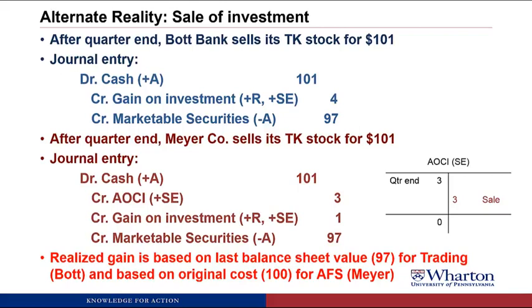What's different here is for trading securities, for Bought, the gain is based on the last balance sheet value. The last balance sheet value is 97, so we get a gain of 4 in this case.